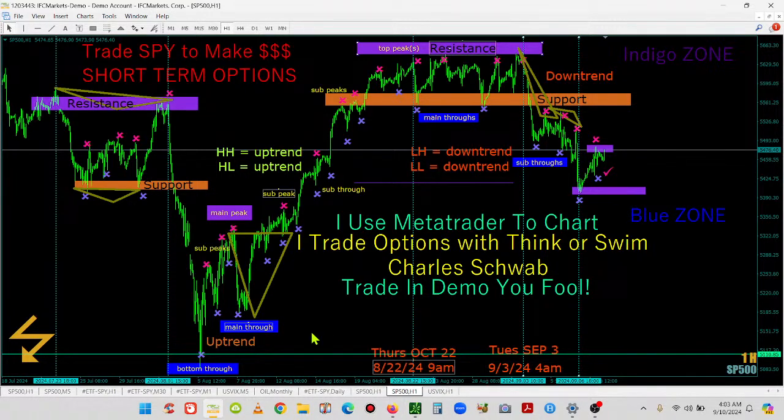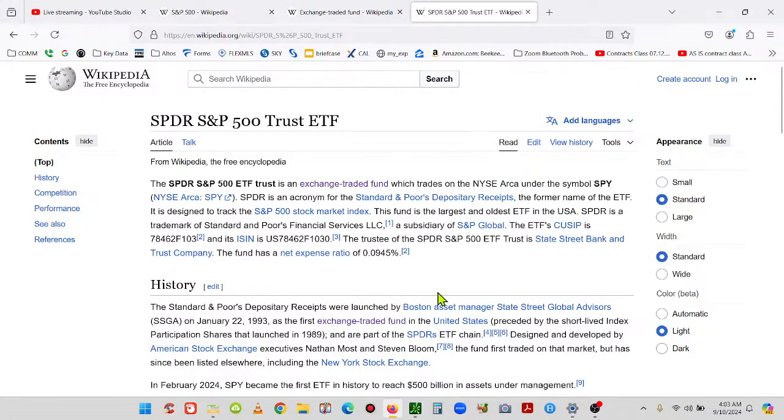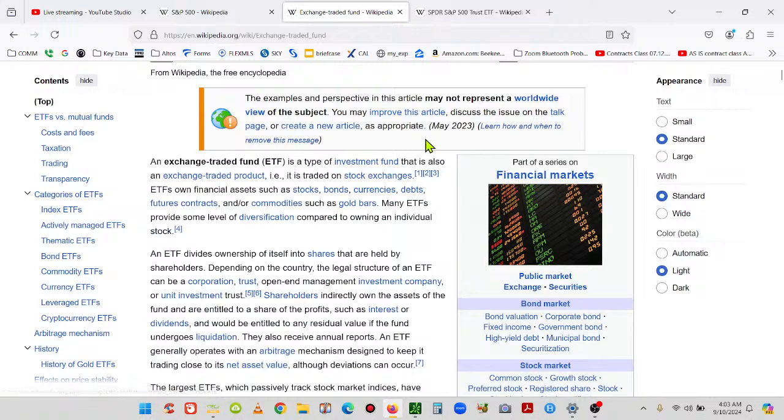So, let's go back to what we were reading. And now we have a little bit of an understanding as to the S&P 500 and what the ETF is. Okay, so what is the ETF again? To me, it's just a basket of something representing something larger.